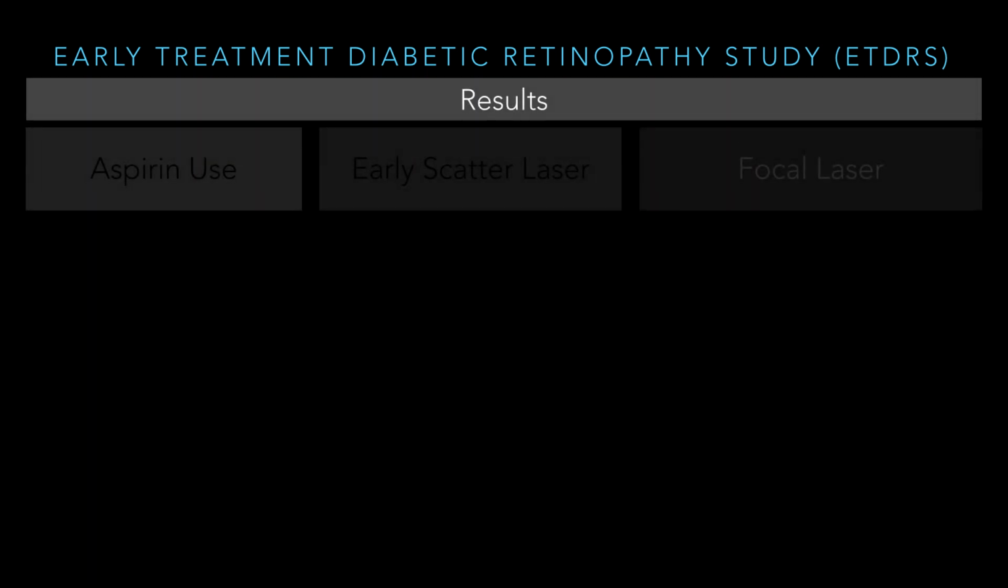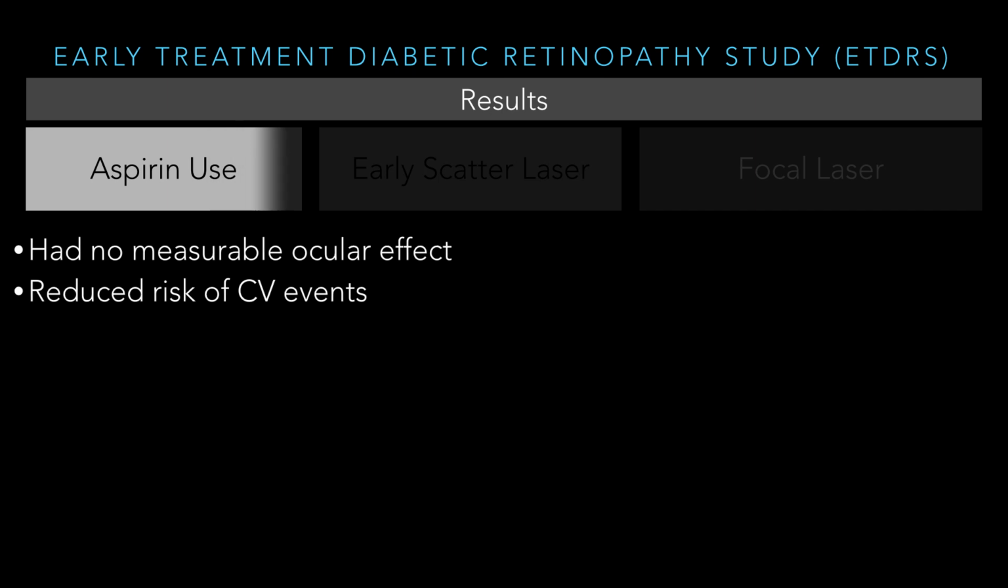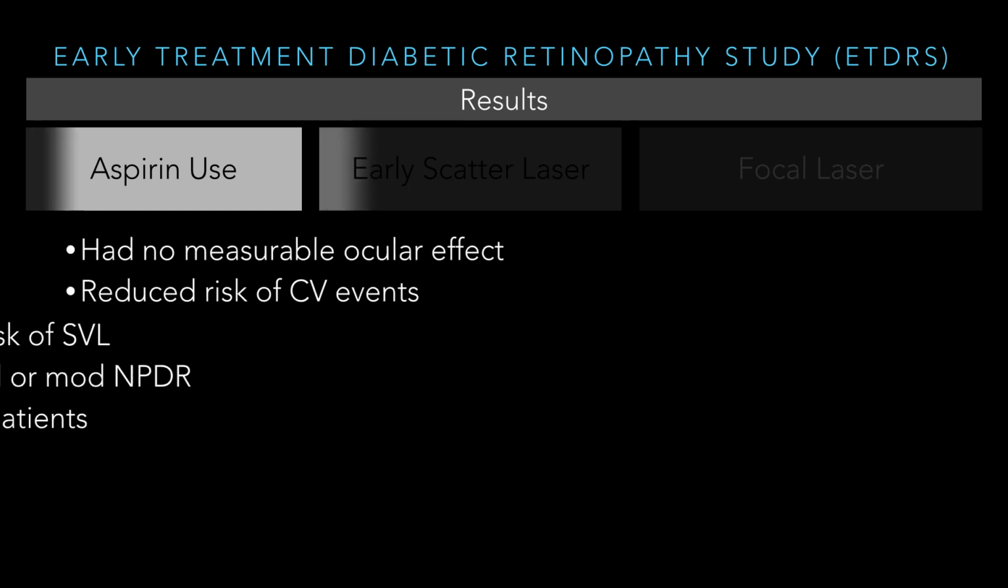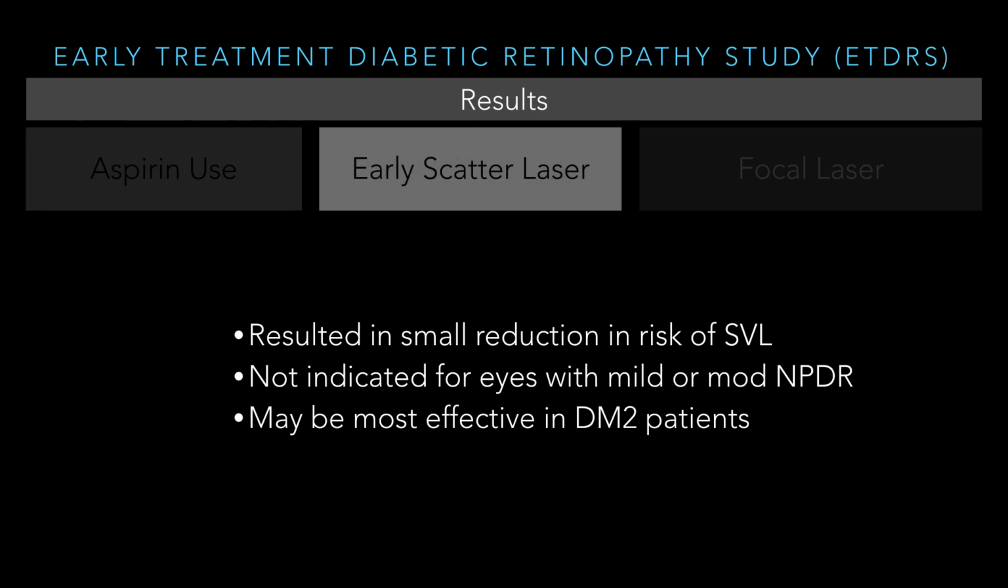So what did they find out? Okay, that's the important part. So aspirin use had no measurable ocular effect. They list like 4 things, but basically no effect on the eyes. Now it does have an effect, and I'll talk about it tomorrow with AMD, and it's a little bit controversial. Reduced risk of cardiovascular events. Okay, well, I'll believe that. Early scatter laser: a small reduction in risk of severe vision loss, not indicated for eyes with mild or moderate NPDR.